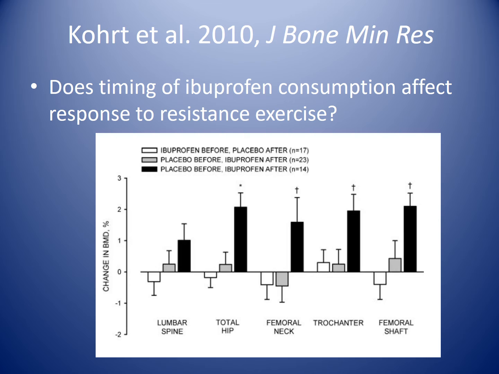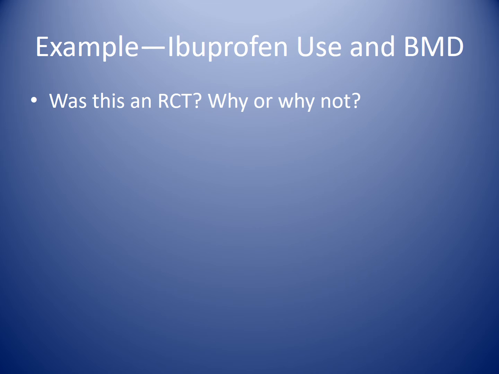And what you see is that in all of these different locations, these are locations for measurement of bone density, so at the lumbar spine, total hip, femoral neck, trochanter, and femoral shaft, the group that took placebo before and ibuprofen after had the greatest increases by far in bone mineral density. So this suggests that taking ibuprofen after resistance training actually somehow causes the resistance training to work better in terms of increasing bone mineral density.